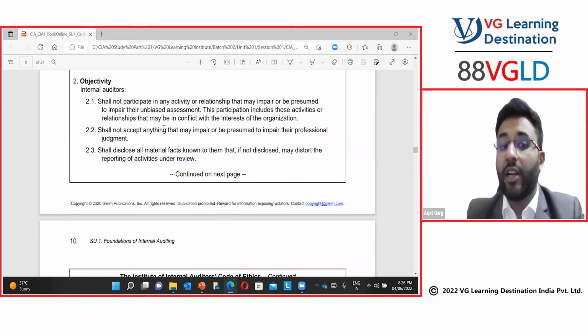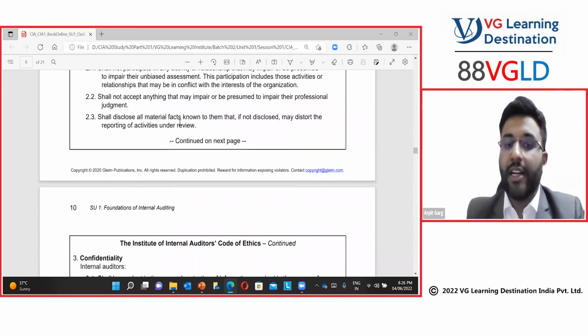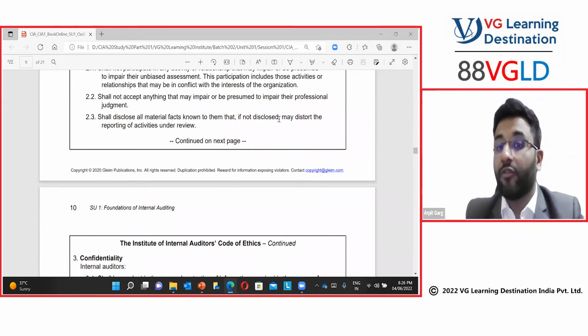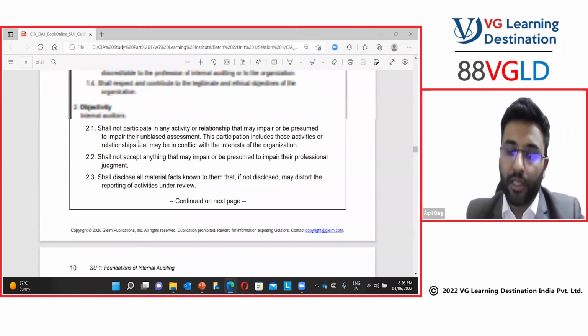The next is shall not accept anything that may impair or be presumed to impair their professional judgment. Again, this means accepting gifts, fees, bonuses, or anything else that may appear to impair their professional judgment. And shall disclose all material facts known to them that, if not disclosed, may distort the reporting of activities under review. So again, this is part of the audit.